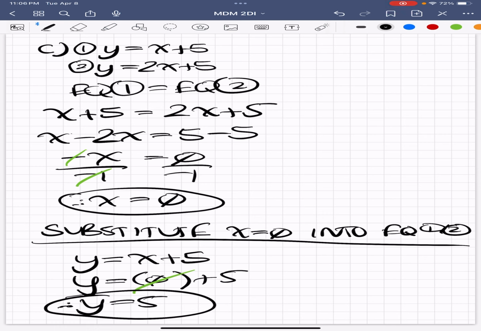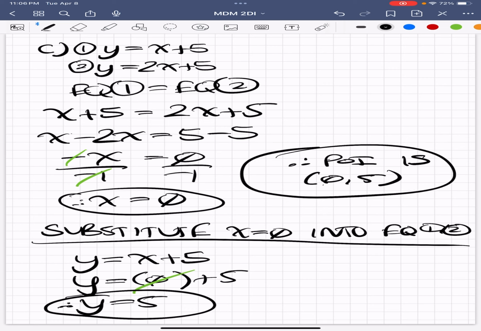Alright, so we have POI is 0, 5, and that's our point of intersection. And again, POI is just x, y. We're looking for coordinates. So we're solving for the x coordinate of the POI, and then we're substituting that into one of the original equations given to get the y coordinate of the POI. Moving on.